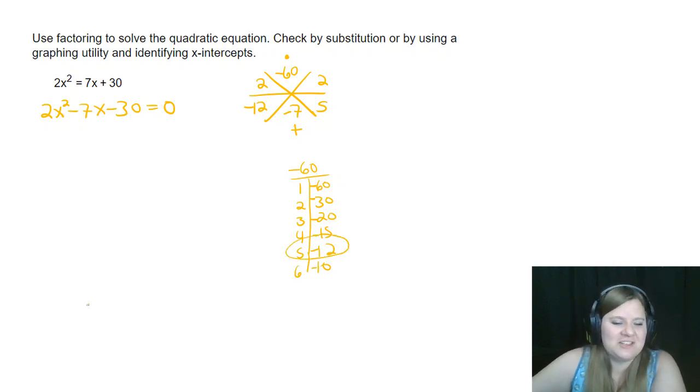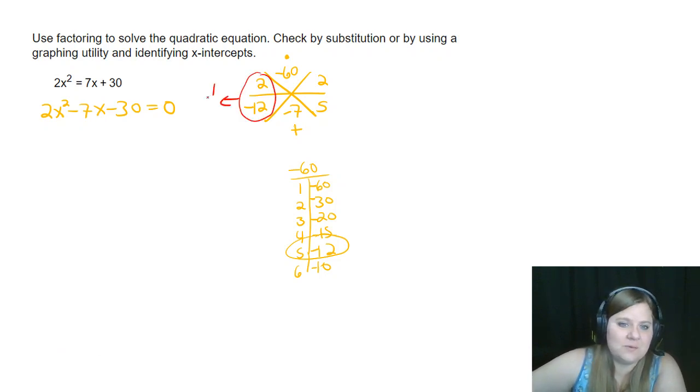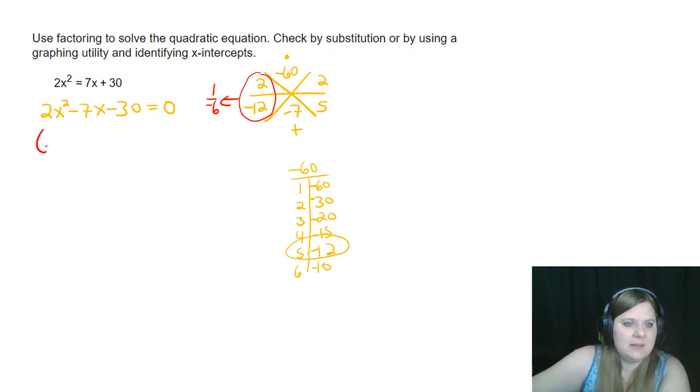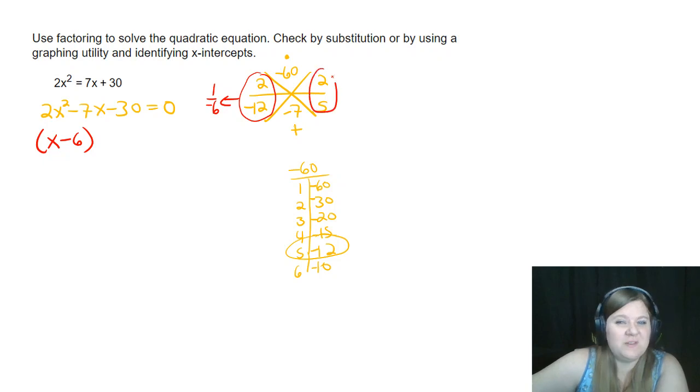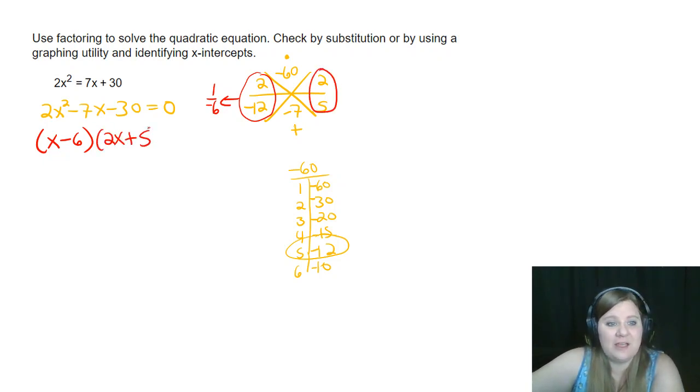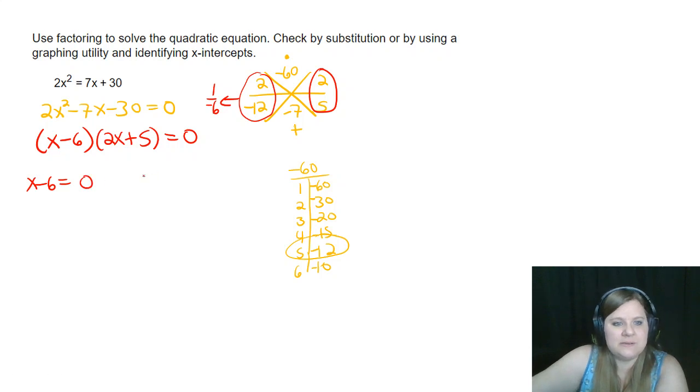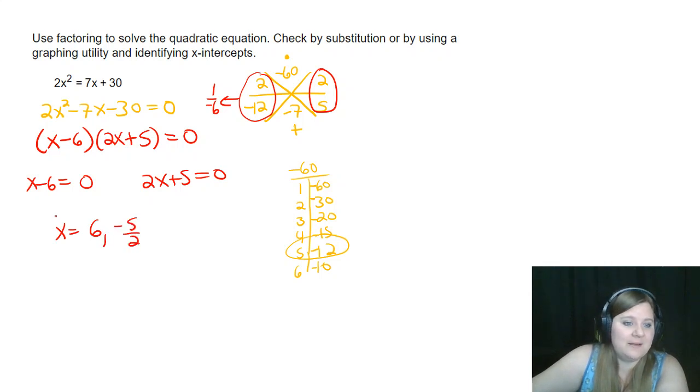All right, so now I can translate what I just did. First of all, 2 over negative 12 simplifies to 1 over negative 6. And that's going to give me 1x minus 6. 2 over 5 doesn't simplify, so it's 2x plus 5. And this equals 0. Now I'm going to set each piece equal to 0, so x minus 6 equals 0, 2x plus 5 equals 0, and I'm going to get two answers of 6 and negative 5 halves.